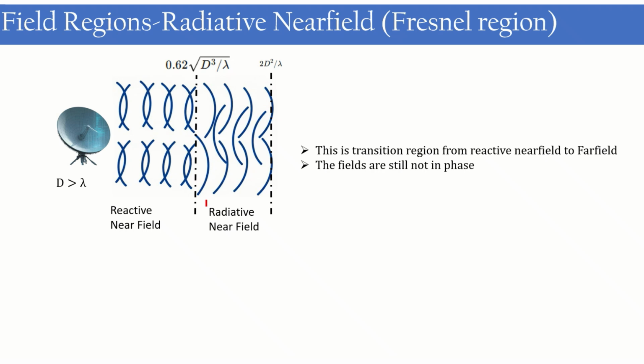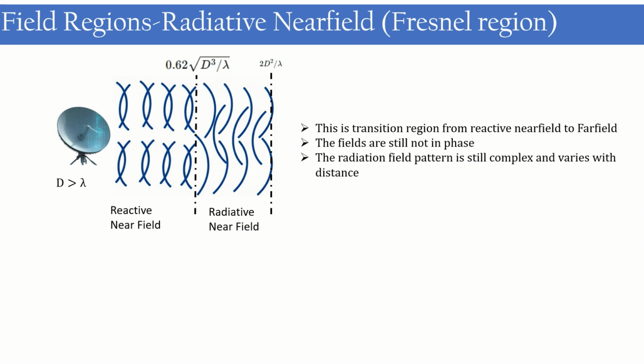As the distance increases, it becomes the radiative near field. The radiative near field is the region from 0.62 root of D cube by lambda to 2D square by lambda. This region can be considered as the transition region from the reactive near field to the far field region. In this region also, the electric field and magnetic field are not in phase, so EM wave conditions are not satisfied. The electric field or the magnetic field will still be dominating. The radiation field pattern is still complex and depends upon the distance. If you take measurements of the radiation pattern in this region, the pattern will change with respect to the distance.